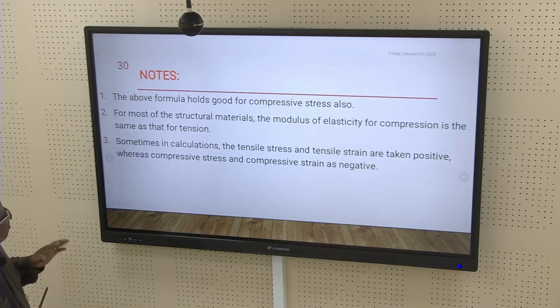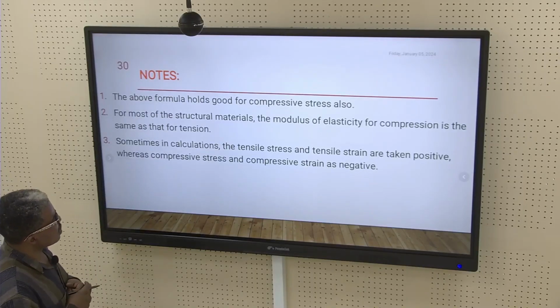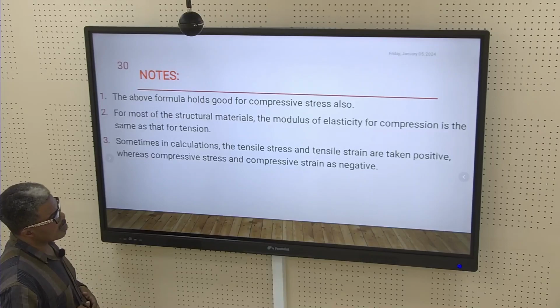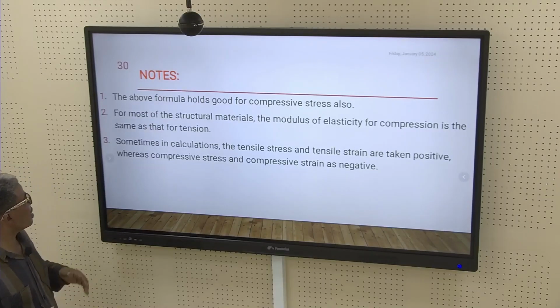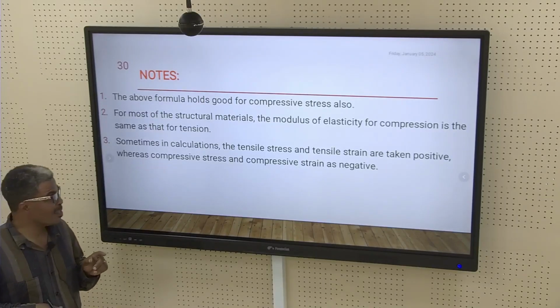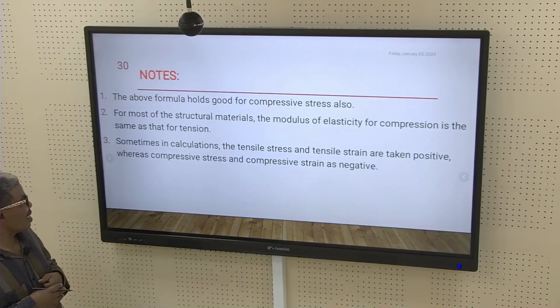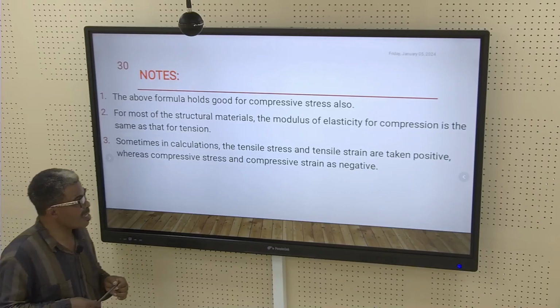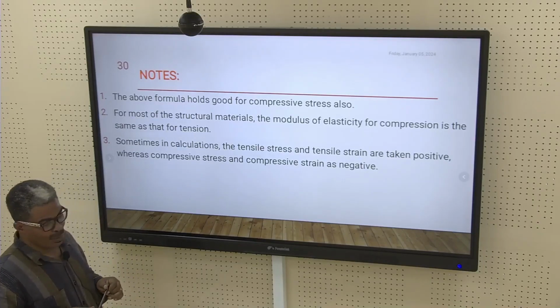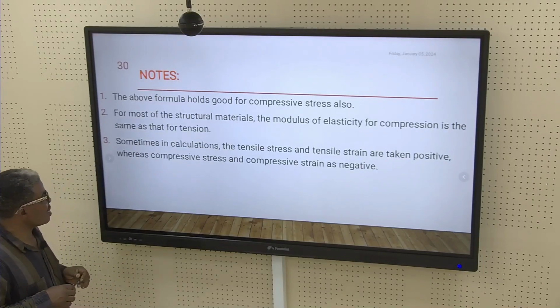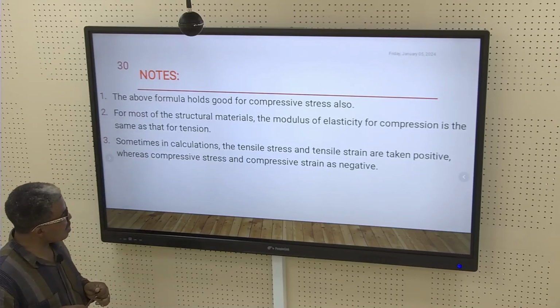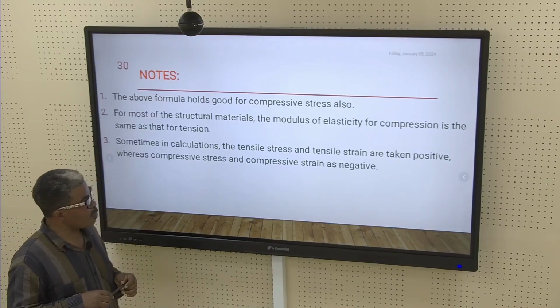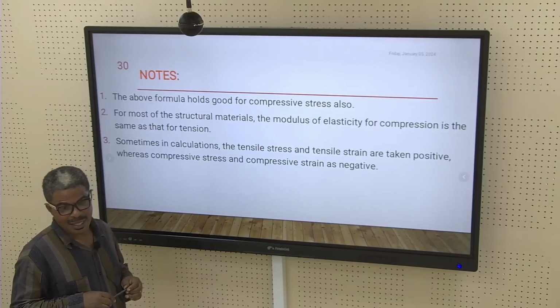For most of the structural materials, the modulus of elasticity for compression is the same as that for tension. Sometimes in calculations, the tensile stress and the tensile strain are taken as positive, whereas the compressive stress and the compressive strain are regarded as negative.